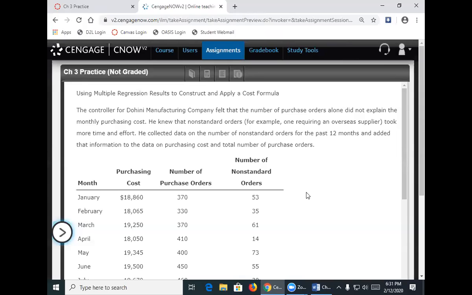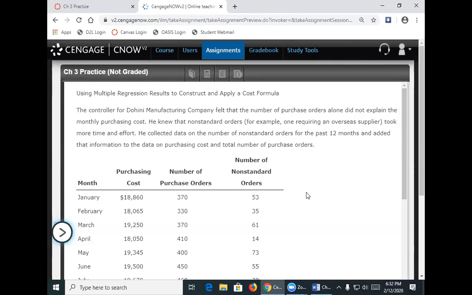So for example, he knew that non-standard orders, ones requiring overseas suppliers, for example, took more time and effort. So perhaps that was also driving costs. Probably labor, right? If they take more time, there's going to be more labor costs and more supply costs, all of that. So he collected data on the number of non-standard orders for the past 12 months and added it to our data. So this is what we call a multiple regression.